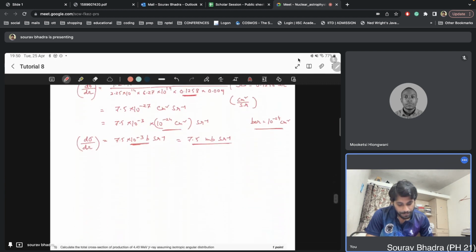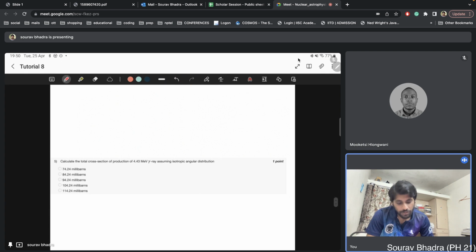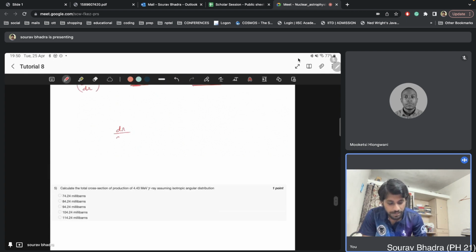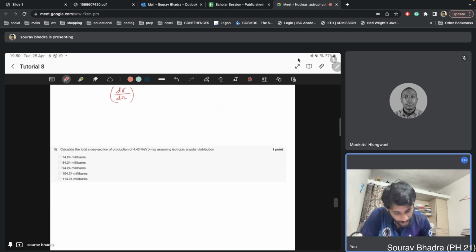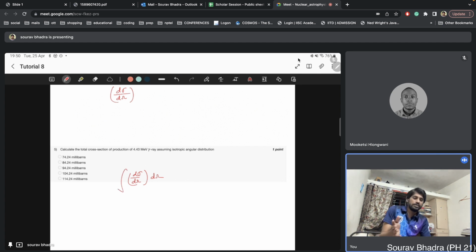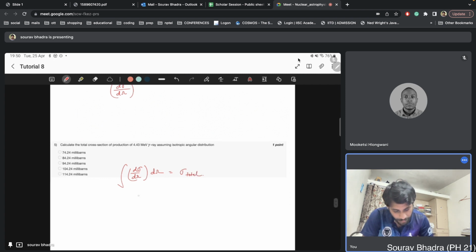Okay. Now coming to the fifth problem, calculate the total cross section. So here we have calculated the d sigma by d omega. Now we have to calculate the total cross section. So how will we calculate the total cross section? We will just integrate the values d sigma d omega over the total angle. That will give us the value of sigma total. The integration will be 0 to 4 pi, as you know that solid angle goes from 0 to 4 pi.